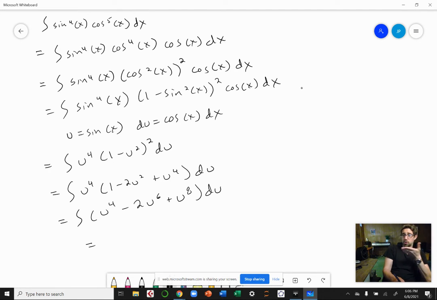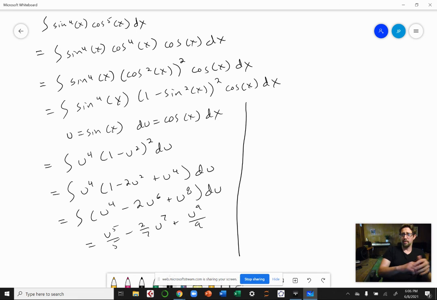All right, now it's just straight up power rule. You see the integration here is the easy part. So that's u to the fifth over 5 minus 2/7 u to the seventh plus u to the ninth over 9. I'm not going to bother with the plus c until the very end. And then remember, don't come this far just to drop the ball at the end. What was u in the first place? It was sine of x.